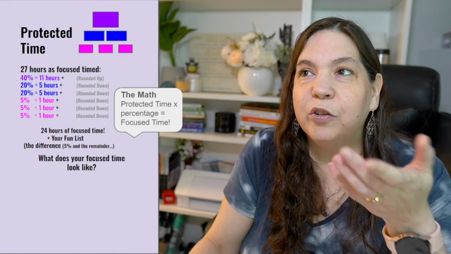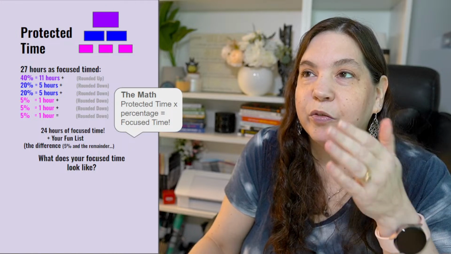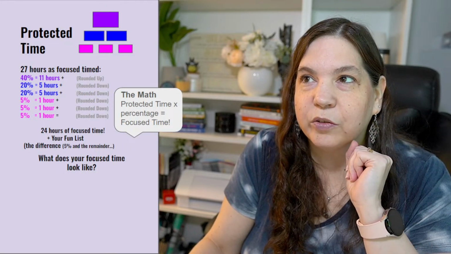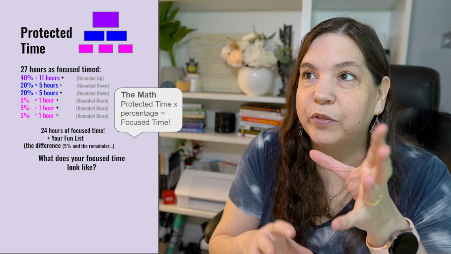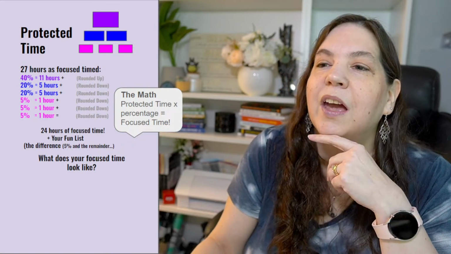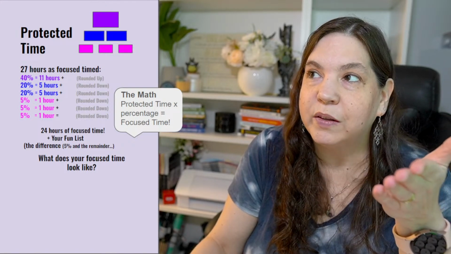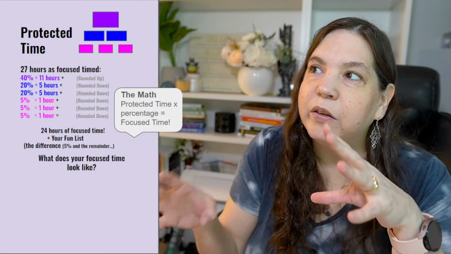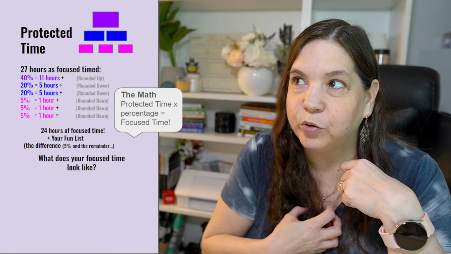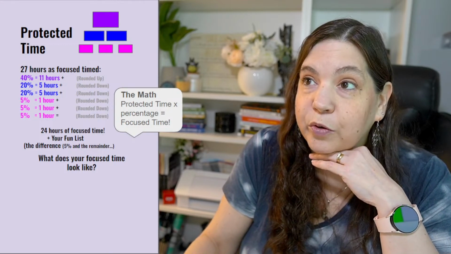And then there is your fun list. So that leaves 3 hours, which is the remainder, the difference for your fun list. That's your 5% plus the remainder. And yes, you could tweak this and put a little bit more onto one of the other areas, and make it work for you, but give yourself enough time to actually have some true relaxation in there.